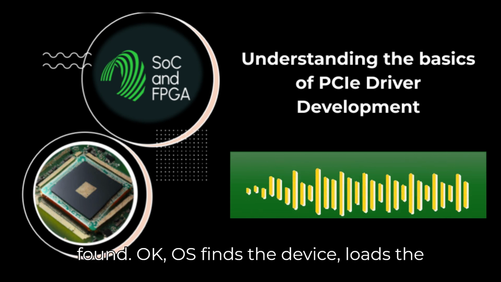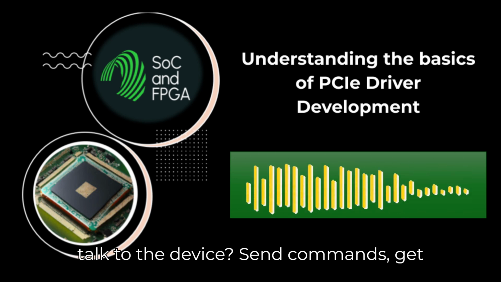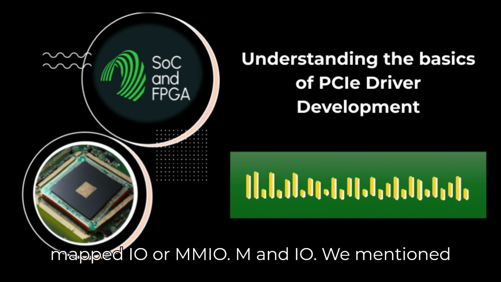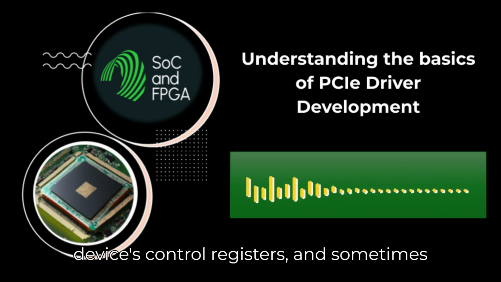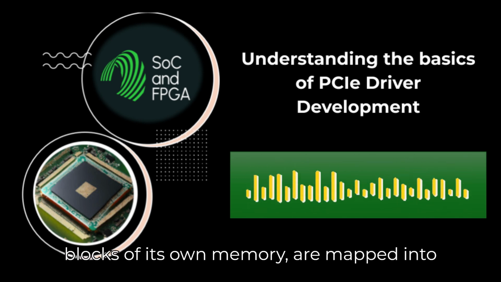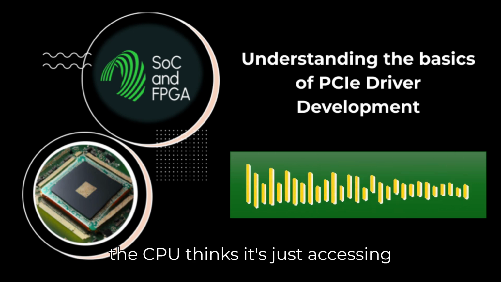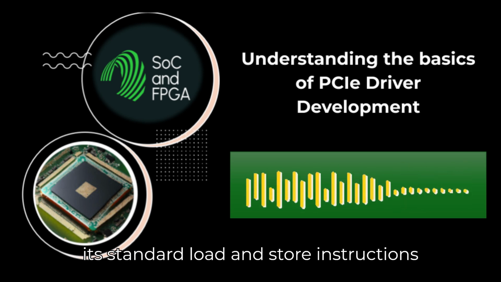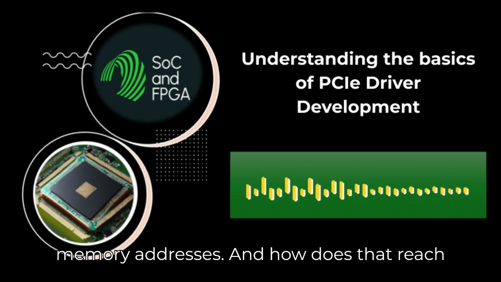Okay, OS finds the device, loads the driver. Now, how does the CPU actually talk to the device? Send commands, get data back. One of the main ways is memory mapped I/O, or MMIO. MMIO, we mentioned that. Right. The basic idea is that the device's control registers and sometimes blocks of its own memory are mapped into the CPU's main memory address space. So the CPU thinks it's just accessing regular RAM. Kind of, yeah. The CPU uses its standard load and store instructions to read from or write to these specific memory addresses. And how does that reach the device?